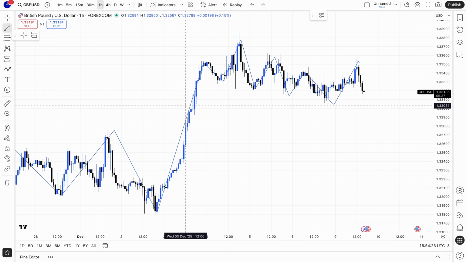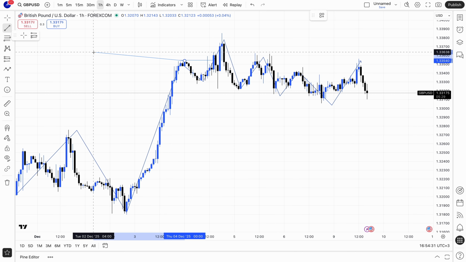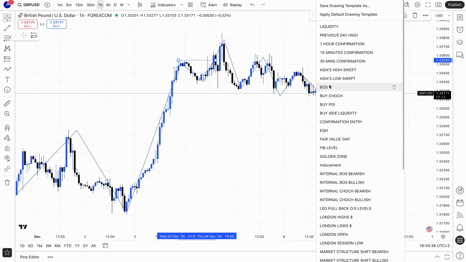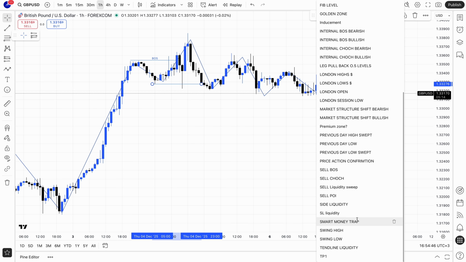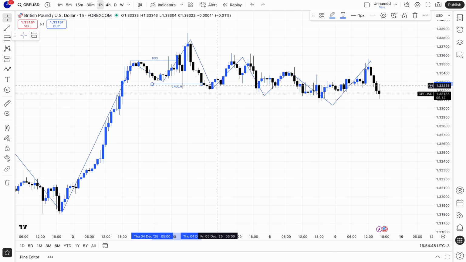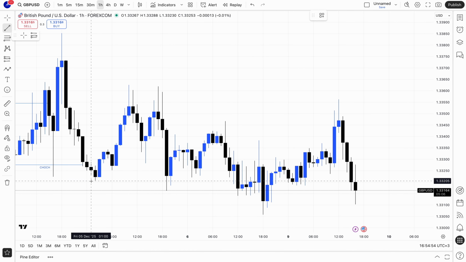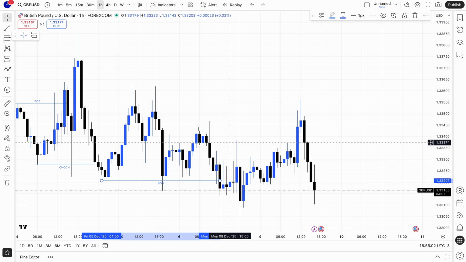So for external structure, we still shifted bearish, right? After this swing low was disrespected and we had our change of character to the downside, we had our break of structure to the downside, right?